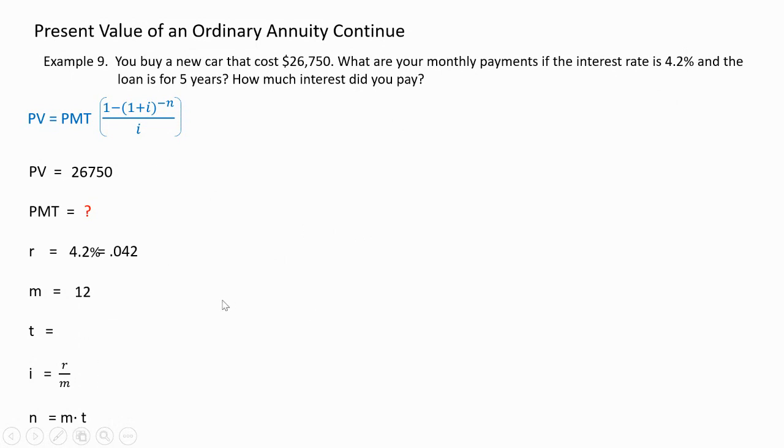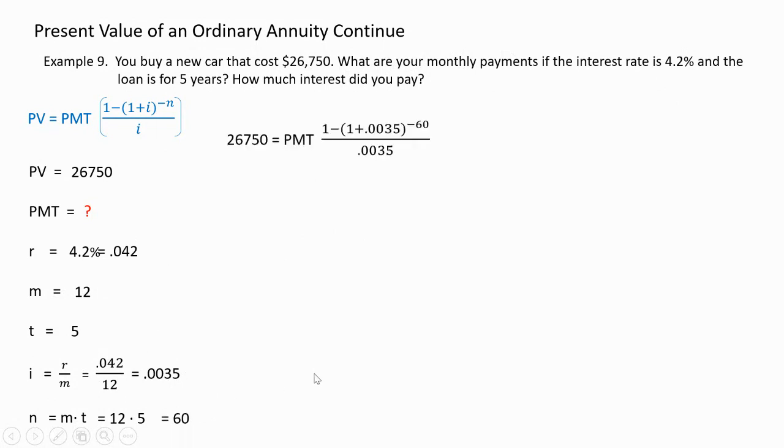The time is 5 years. But on cars and houses, it's always monthly payments, so most of the time it's going to be 12. Okay, and the time is 5 years. So what's my I? R divided by M gives us something finite, something nice. And M times T is 12 times 5, which gives us 60. So all we do is plug everything into the formula.